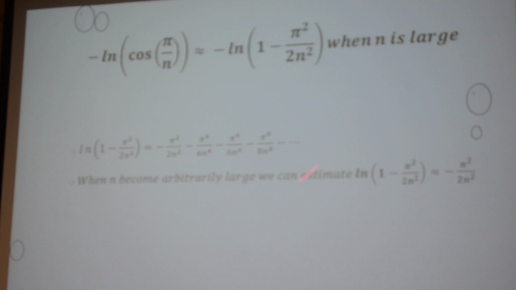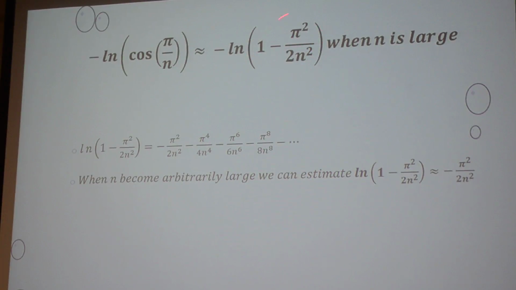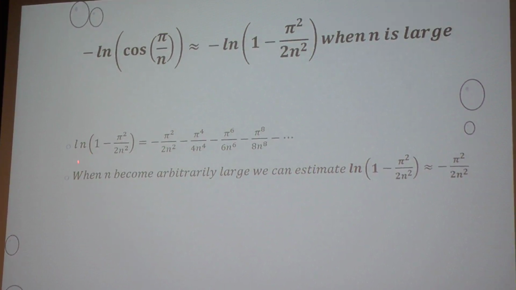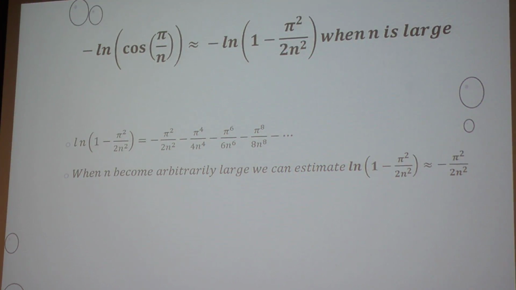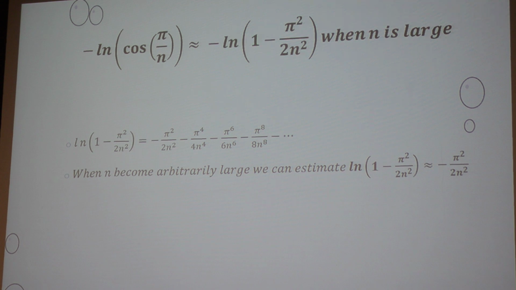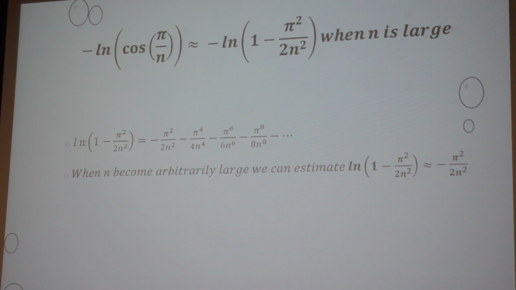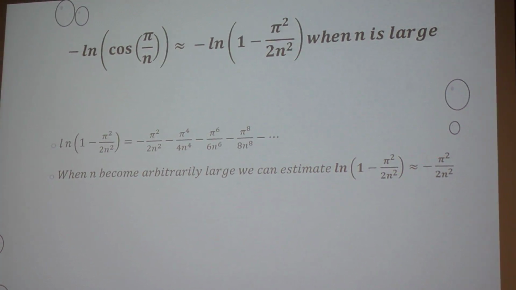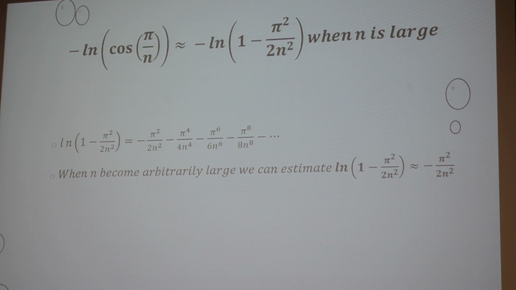Using the same method, we're going to estimate this one using a Taylor series. So the natural log of 1 minus pi squared over 2n squared will equal negative pi squared over 2n squared minus pi to the 4th over 4n to the 4th. The same thing, if n becomes really large, we can estimate this natural log as equal to negative pi squared over 2n squared using a Taylor series.